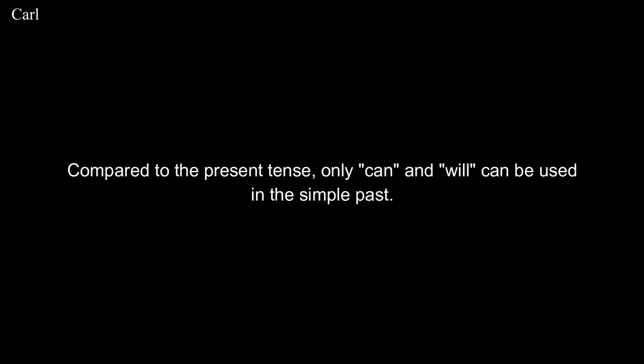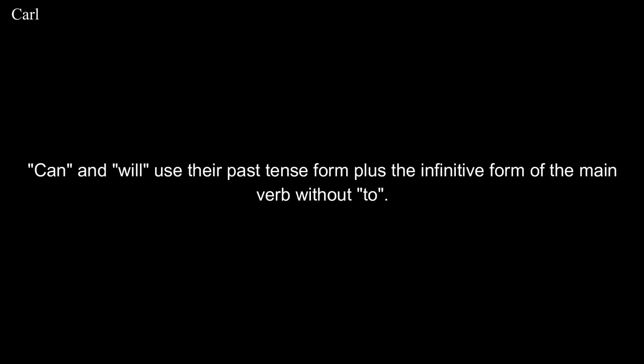Now, let's talk about the simple past. Compared to the present tense, only can and will can be used in the simple past. Have to and need to can also be used as long as they're conjugated accordingly, as had to and needed to. Can and will use their past tense form plus the infinitive form of the main verb without to, just like in the present tense. So it would be could or would plus the verb in infinitive.